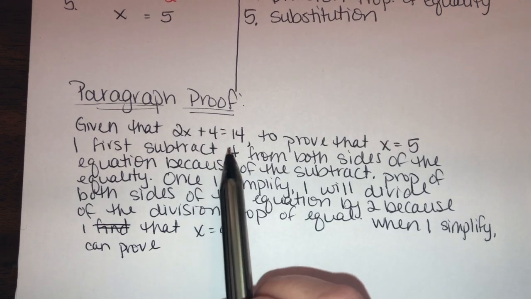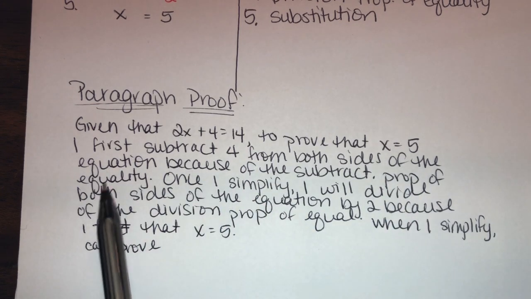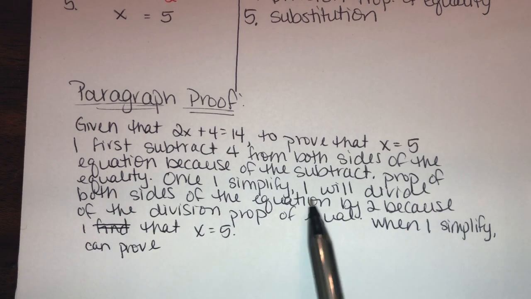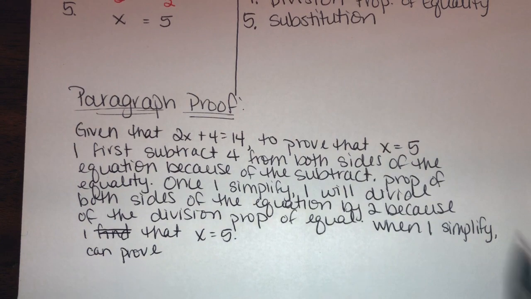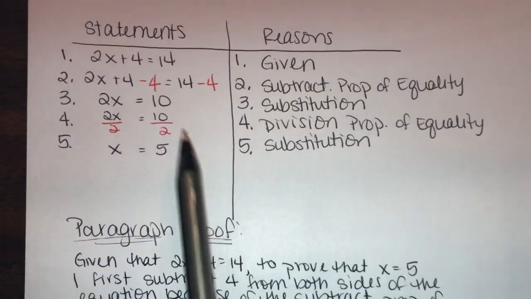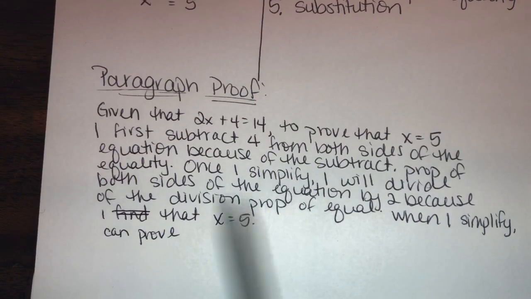Given that 2x plus 4 equals 14, to prove that x equals 5, I first subtract 4 from both sides of the equation because of the subtraction property of equality. And then once I simplify, I'll divide both sides by 2 because of the division property of equality. Once I simplify that, I prove that x equals 5. Done. Paragraph proof, done. If you guys have questions on that logical progression, let me know. But the basic idea is that you can write a proof and then you can summarize it in a paragraph or a few sentences.